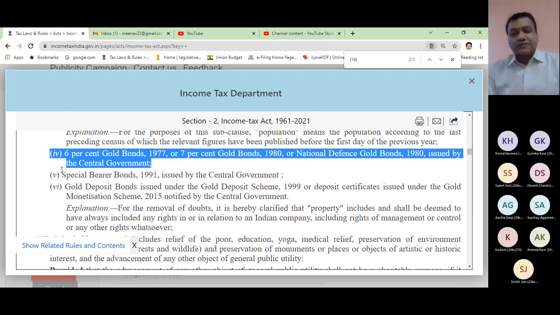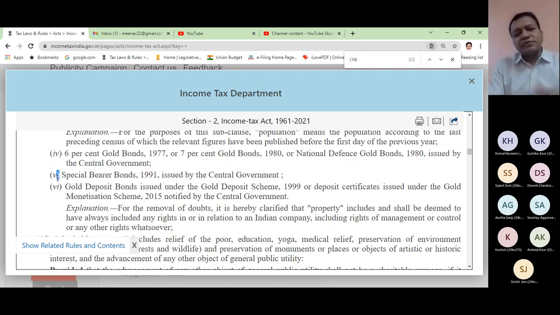People also get motivation. When they sell these bonds, they will not pay any capital gain tax. Interest which they are getting might also be tax free. So this motivates people to come forward. So these are not capital assets. This is what my main purpose was.